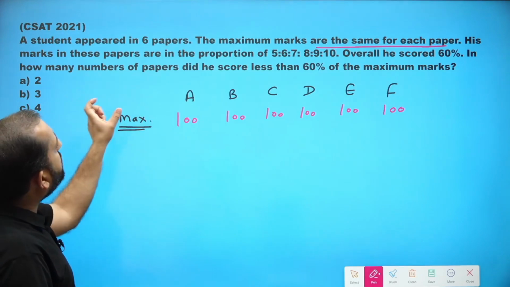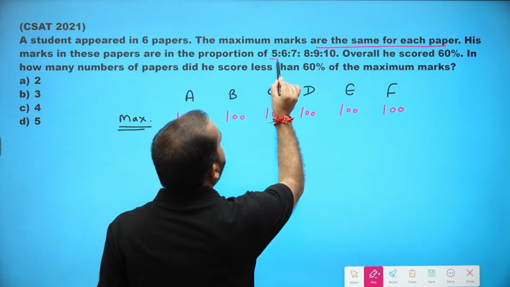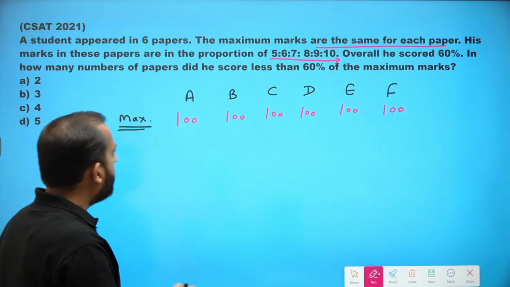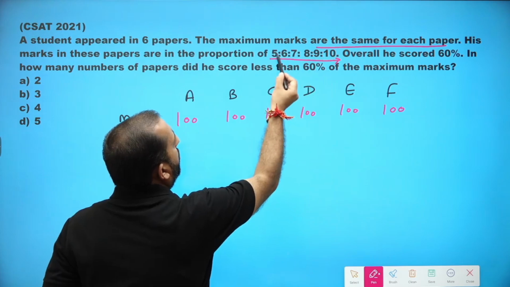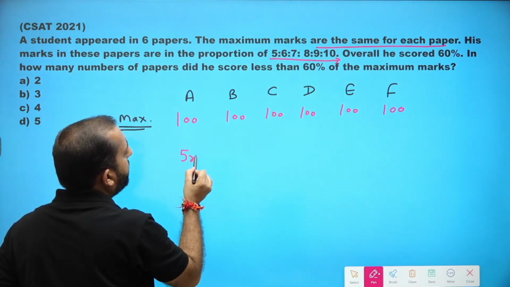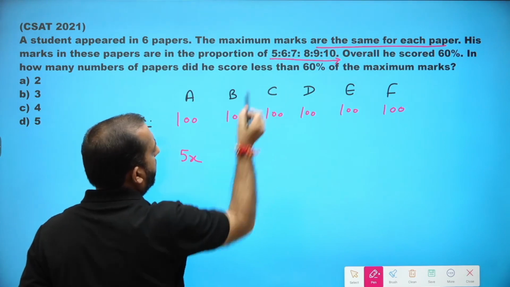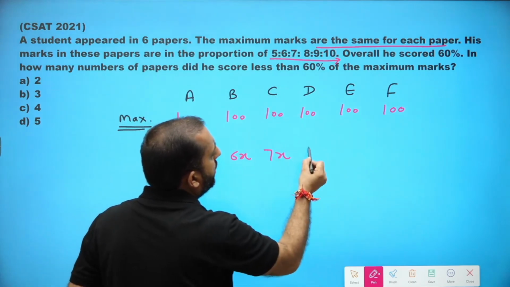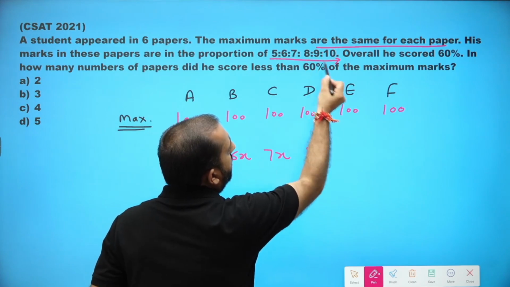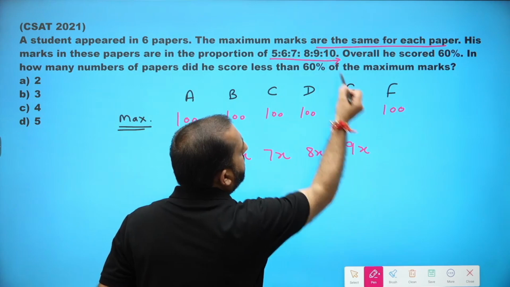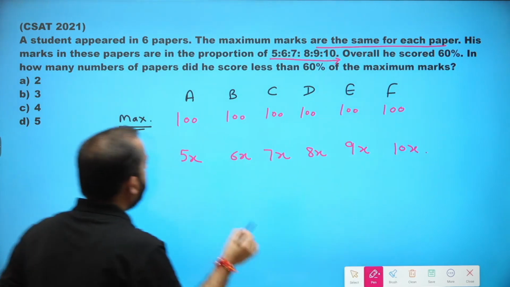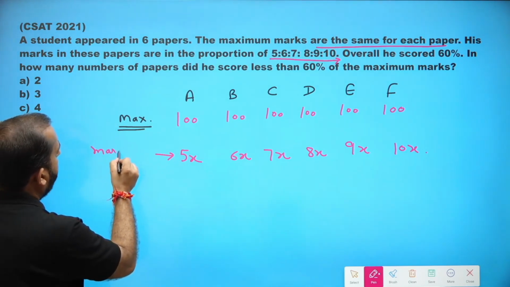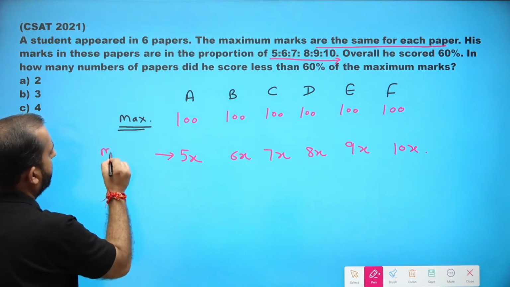His marks in these papers are in the proportion 5:6:7:8:9:10. This is the ratio given. So what we can do, we can assume that he got 5x marks in paper A, then 6x marks in paper B, 7x marks in paper C, 8x marks in paper D, 9x marks in paper E, and 10x marks in paper F. So these are the marks of that student in these 6 papers.